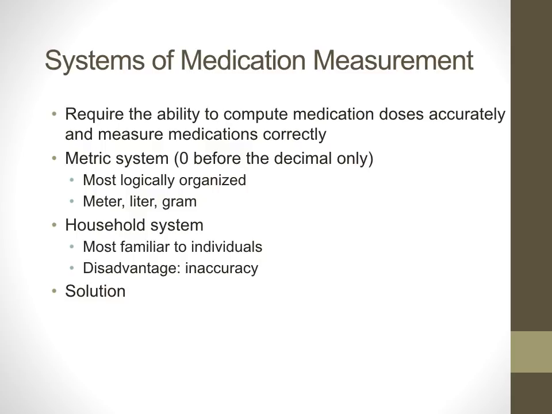Metric system is more commonly used because it's logically organized. It's based on factors of 10. You have meters, liters, grams, kilograms, and so forth. Your household system is what's going to be most familiar to your individual patients. The disadvantage with it is that it's often very inaccurate.